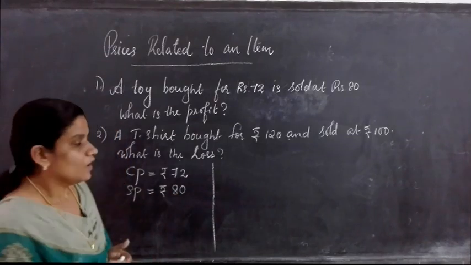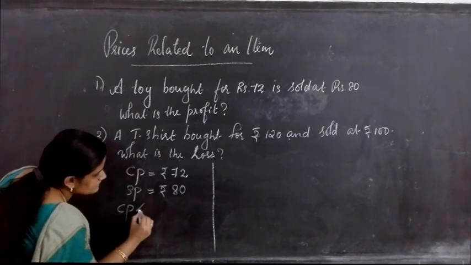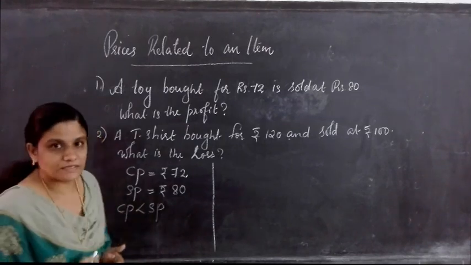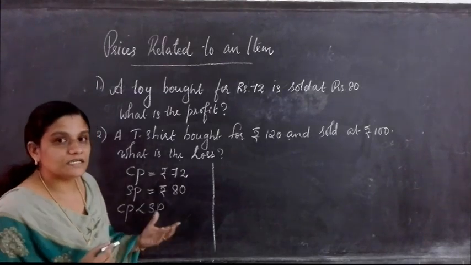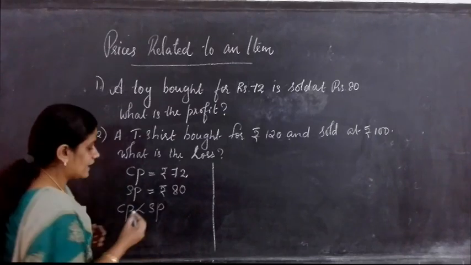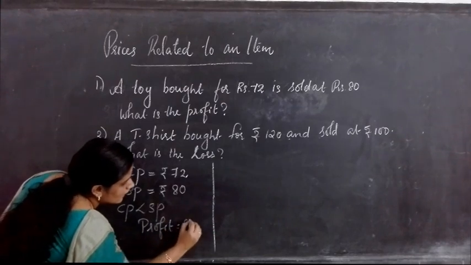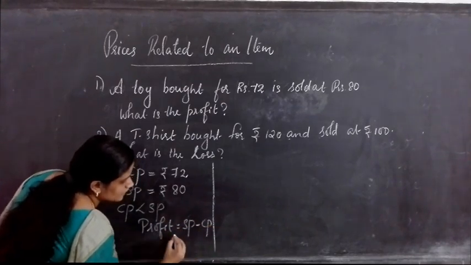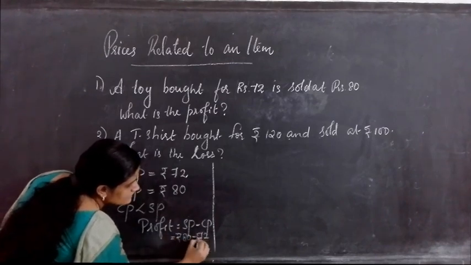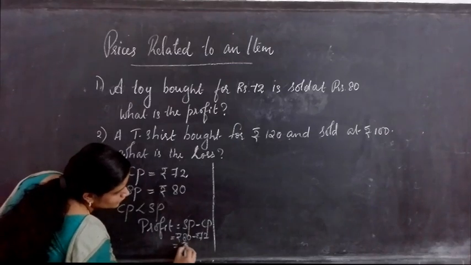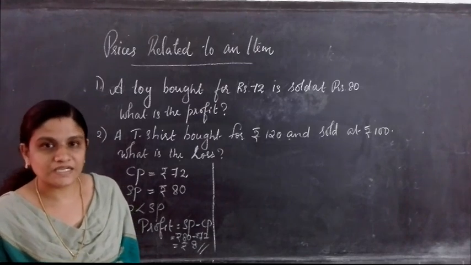Now, when we compare these two, we understood cost price is less than selling price, which means here there is a profit. And how can you find that profit? Profit is equal to SP minus CP, that is rupees 80 minus rupees 72, that is equal to rupees 8. So the profit made is rupees 8.